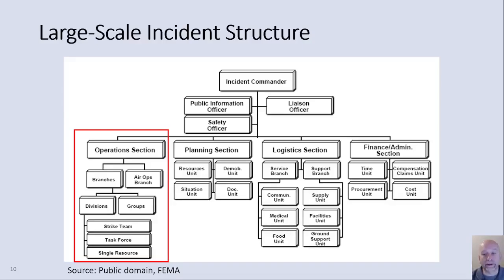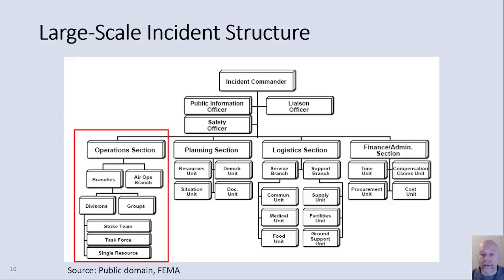Groups are organizational subdivisions that are established to divide the incident management structure into functional areas of operations. So groups are composed of resources that are assembled to perform a specific function, such as EMS, and it's not confined to a single geographic area. A group supervisor supervises the groups.